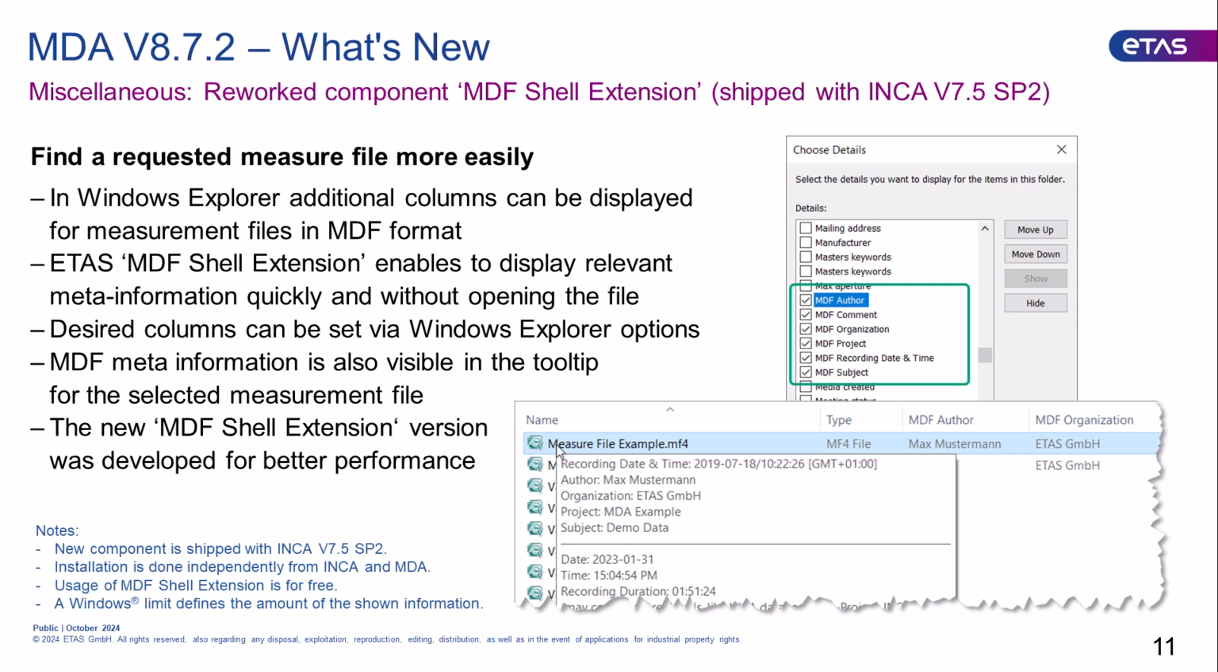With the installation package of Inca version 7.5.2 and MDA version 8.7.2, a new version of the component MDF Shell Extension is provided. Installing the component allows to activate in Windows Explorer some additional columns with MDF-specific meta information. The new version of MDF Shell Extension shows an improved performance and a better software vulnerability.